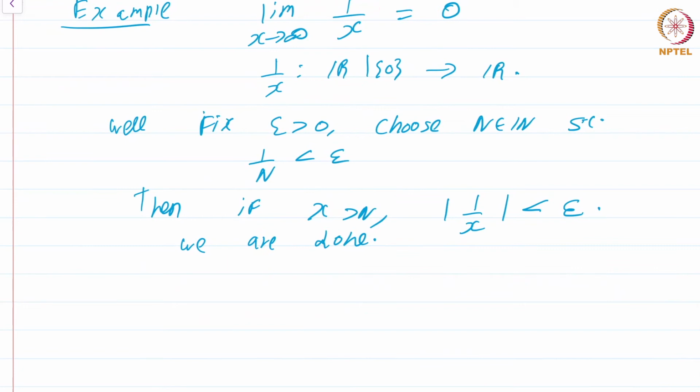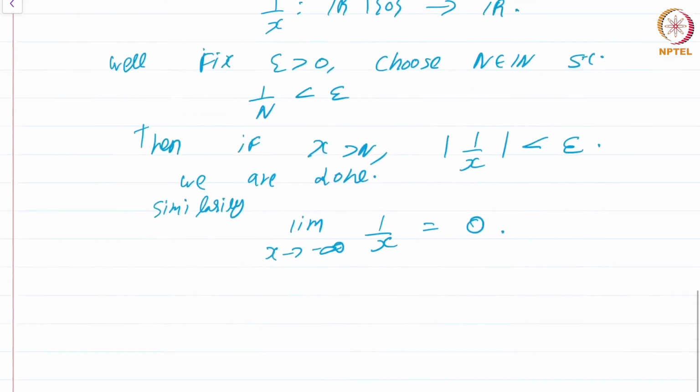Similarly, the limit as x goes to minus infinity of 1 by x also converges to 0. The x going to minus infinity doesn't change the behavior. 1 by x still goes to 0, not to minus 0, which makes no sense. Now we come to the second definition.